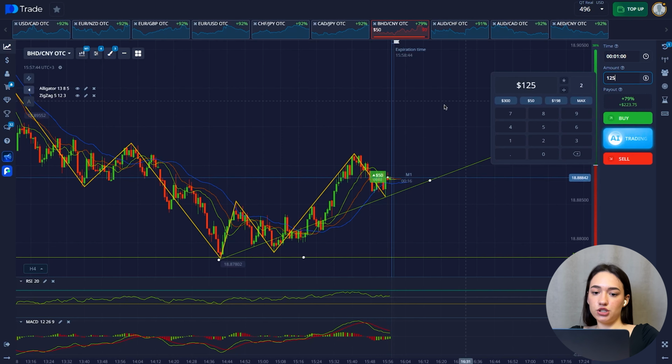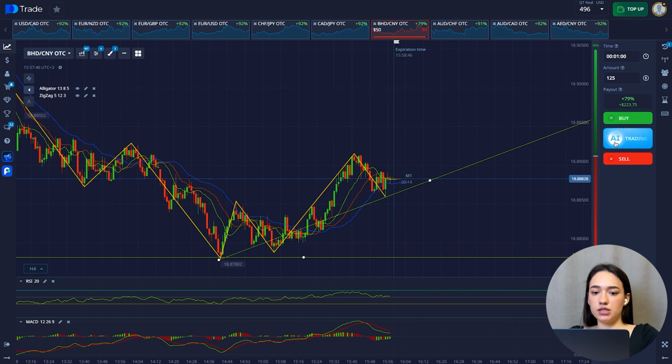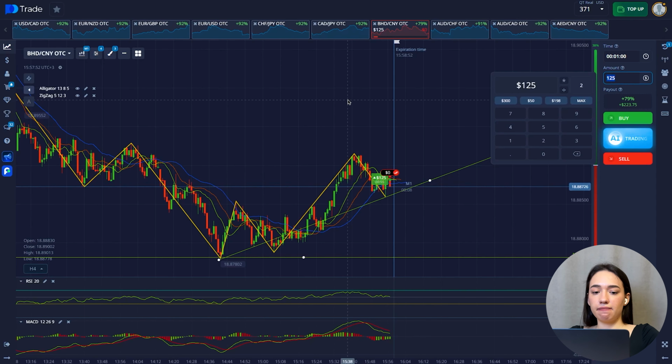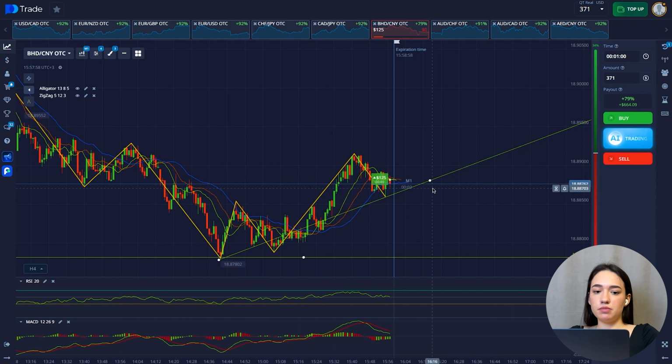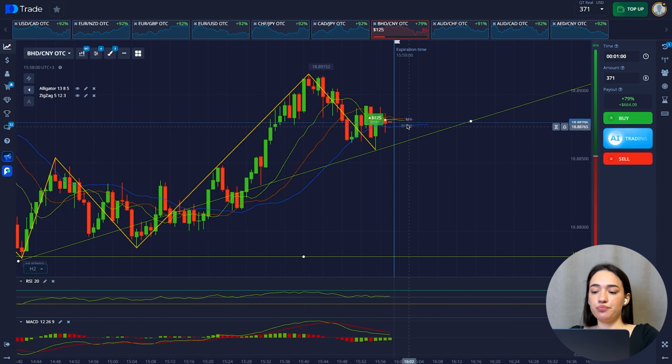So for now, we open the trade for an upward movement as well. And the first position closes at a loss. We open an additional position for $125. And the third trade will be opened in the end for the maximum balance amount if the second one also closes in a loss.